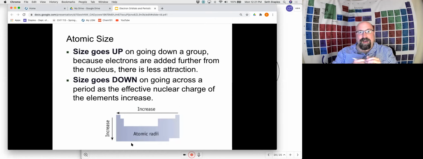And so to recap for atomic size, the size of atoms goes up as you move down a group because electrons are added further out from the nucleus. So there's less attraction and they're just further out. But size decreases as you move across the period because the effective nuclear charge increases. The pull on those outer electrons increases.